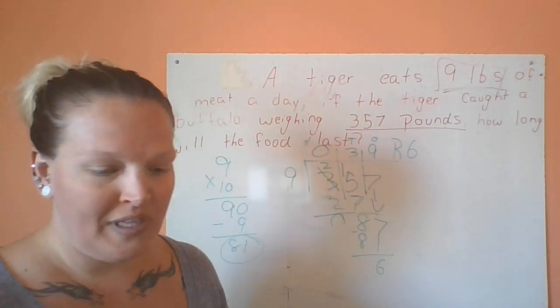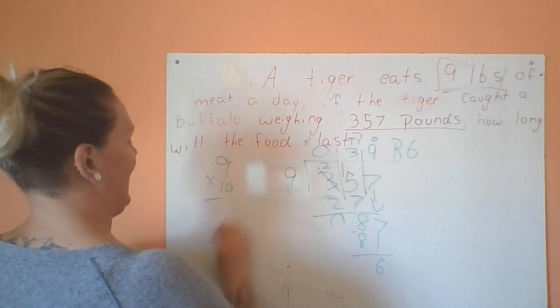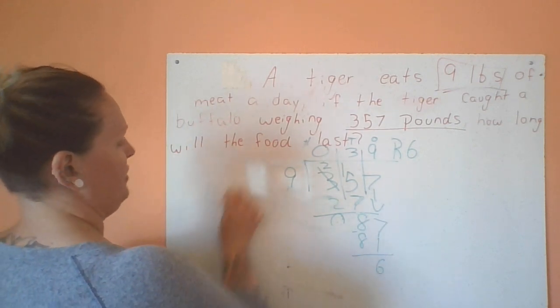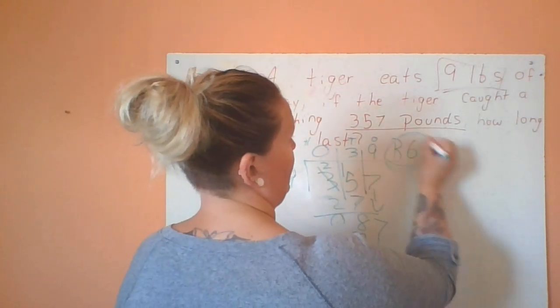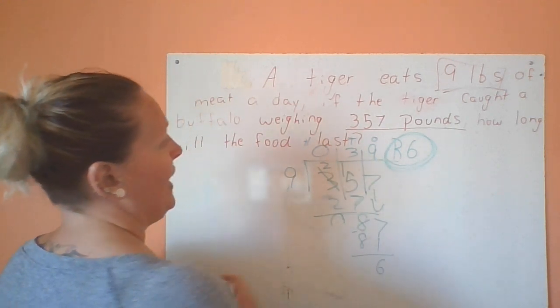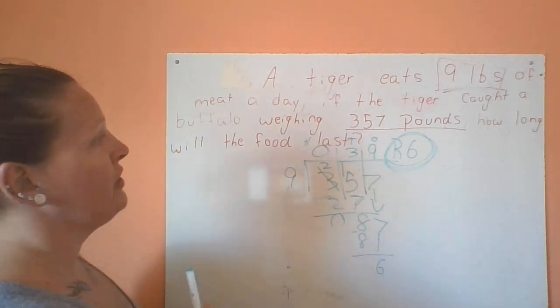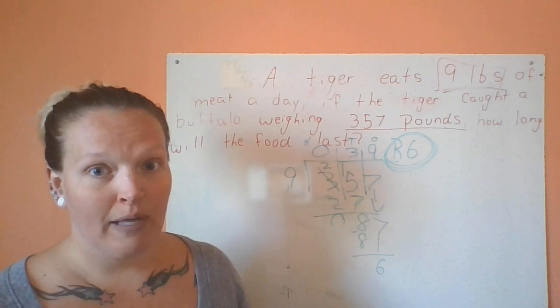However, for this specific problem, we want to know how many days the tiger can survive off of the buffalo's meat. So, since we can't use this remainder, we would have to just say that the tiger can survive for 39 days off of the buffalo's meat. Okay, so application problem is done.